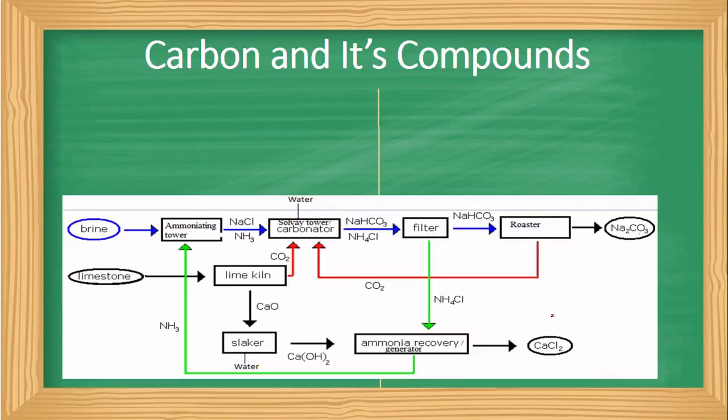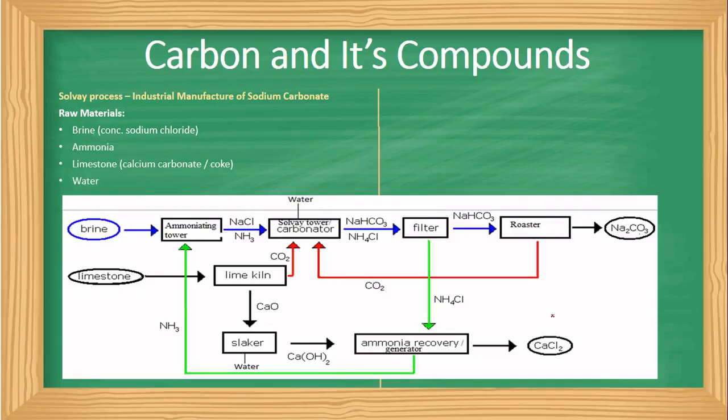Now let us look at the industrial process of manufacturing sodium carbonate. This process is called the Solvay process. In this process, there are 4 raw materials. One is brine, or concentrated sodium chloride. The other is ammonia. The other is limestone, which is calcium carbonate, or coke. And water is also a raw material. So those are the 4 raw materials.